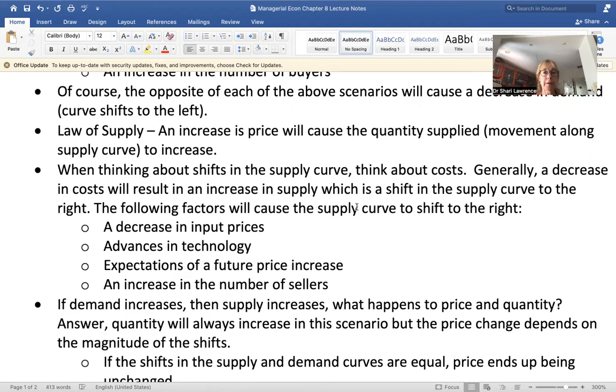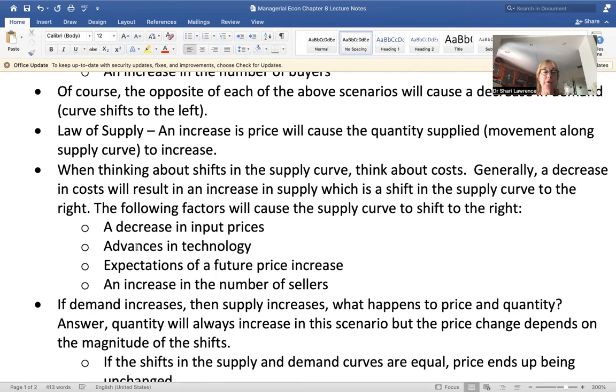And the way to think about it is, if it is going to cause an increase in supply, just ask yourself, will this decrease producer costs? If the answer is yes, then it's typically going to mean an increase in supply. Okay, so let's look at these factors. A decrease in input prices. Okay, if your input prices decrease, your costs are decreasing, right? You're going to produce more. That's an increase in supply.